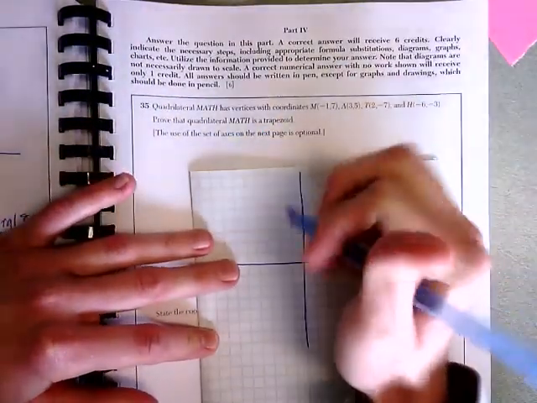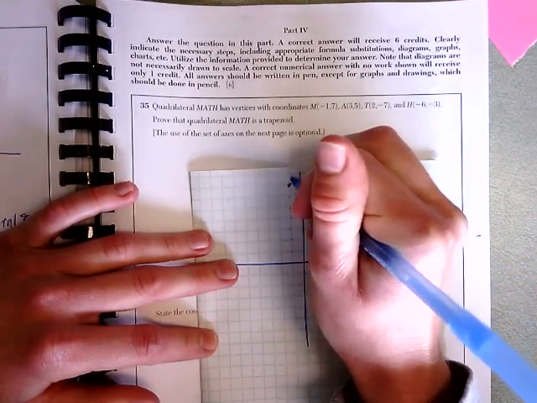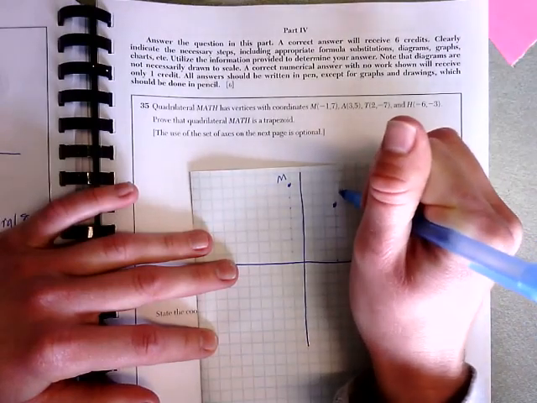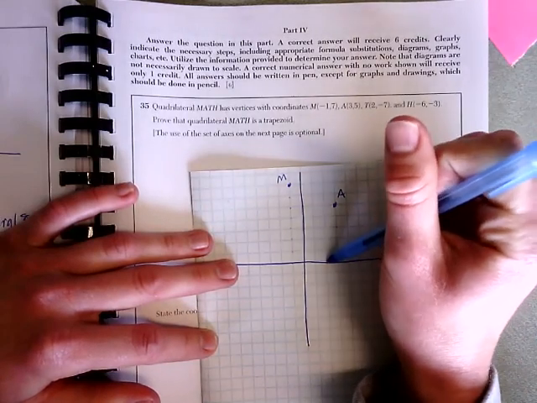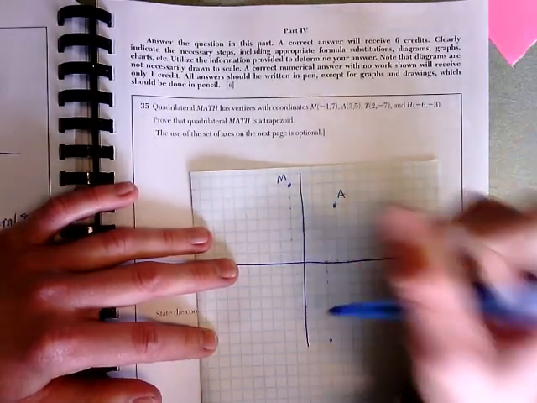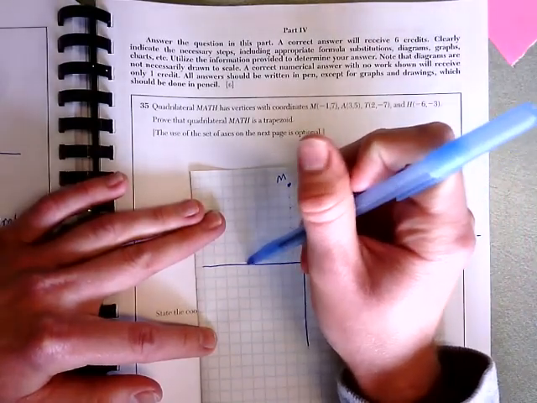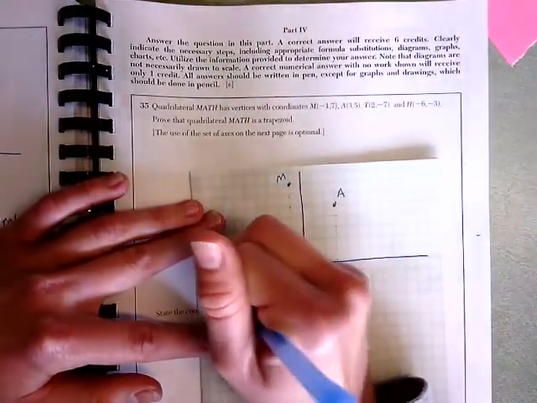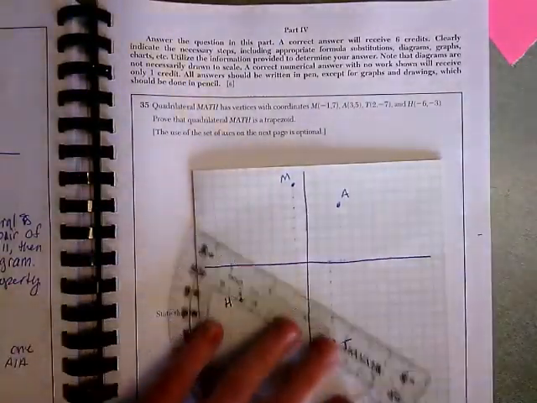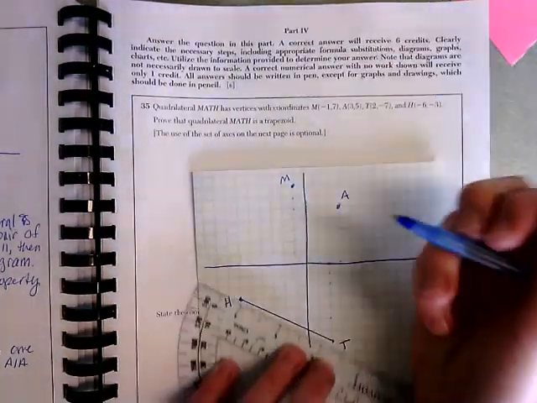So M is -1, 7, so -1, 1, 2, 3, 4, 5, 6, 7. A is 3, 5, 1, 2, 3, 1, 2, 3, 4, 5. T is 2, negative 7, so 1, 2, 1, 2, 3, 4, 5, 6, 7. And H is negative 6, negative 3, so 1, 2, 3, 4, 5, 6, 1, 2, 3. Right. Alright, so let's draw on this trapezoid.